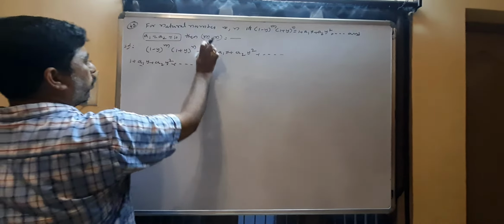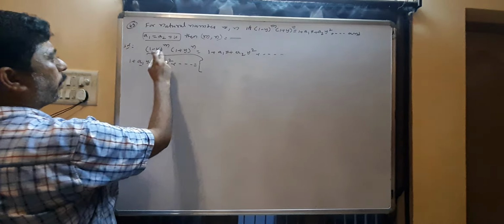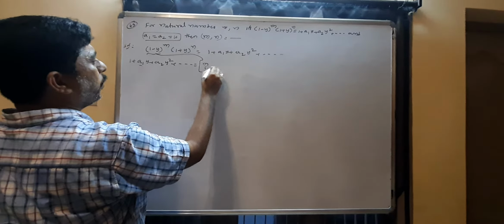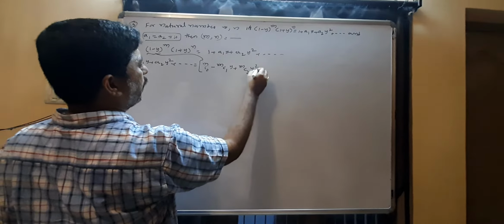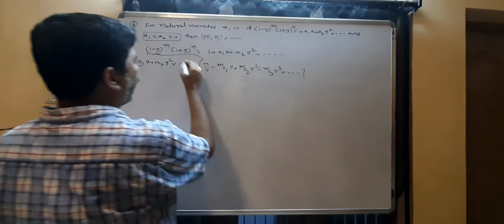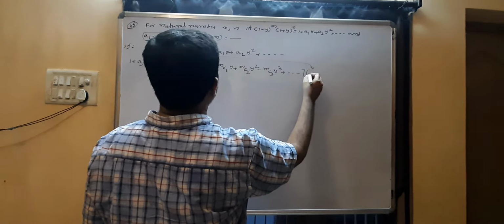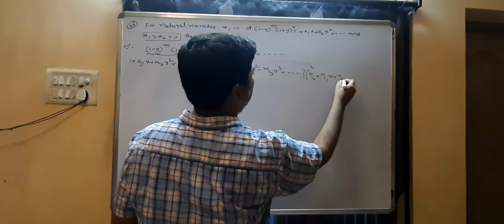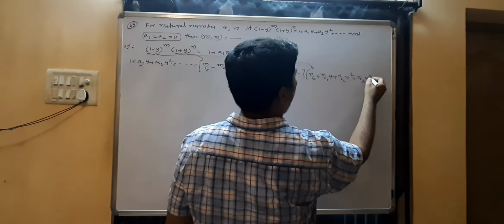First you can expand both expansions. This is in the form of (1 minus x) whole power m, so mC0 minus mC1 into y plus mC2 into y square minus mC3 into y cube plus and so on. The second expansion is in the form of (1 plus x) whole power n. That can be written as nC0 plus nC1 into y plus nC2 into y square plus nC3 into y cube plus and so on.